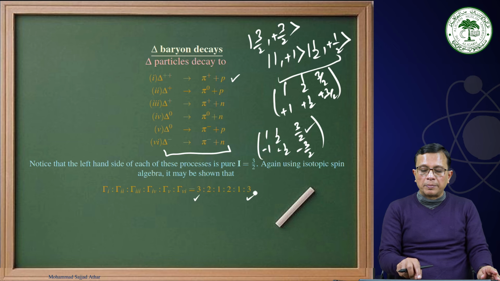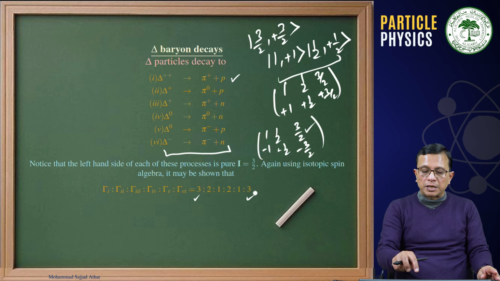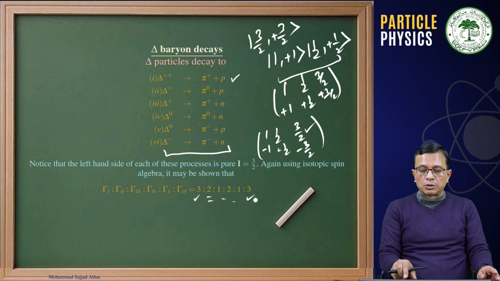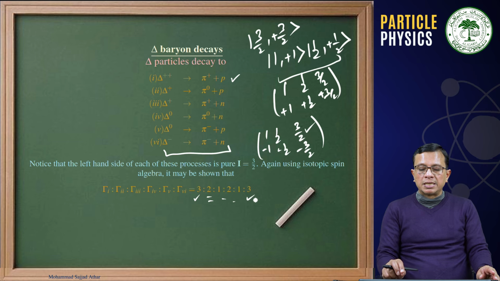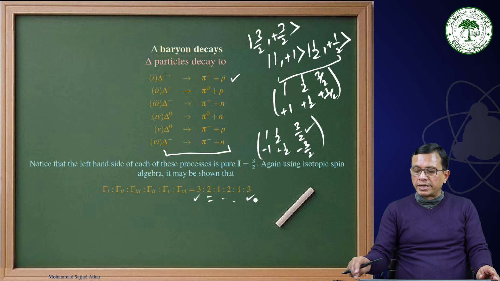These numbers are 3 for delta plus plus and delta minus, while from the Clebsch-Gordan coefficients, these values are different. And experimentally, it has been found that this delta, which is isospin 3/2, these processes are pure isotopic spin 3/2 processes, and these results have been experimentally observed.